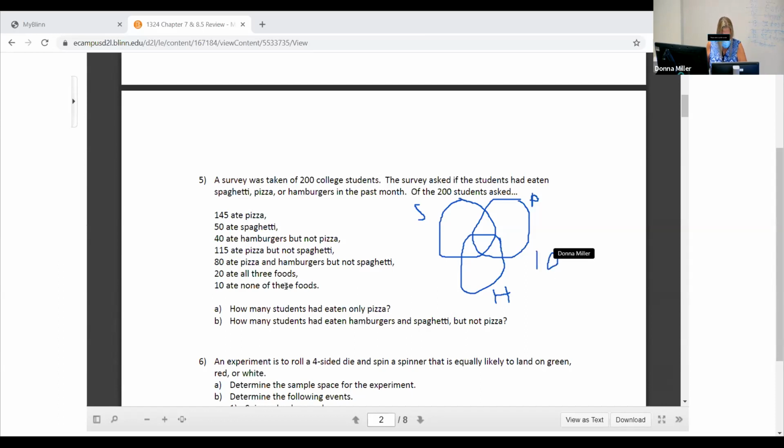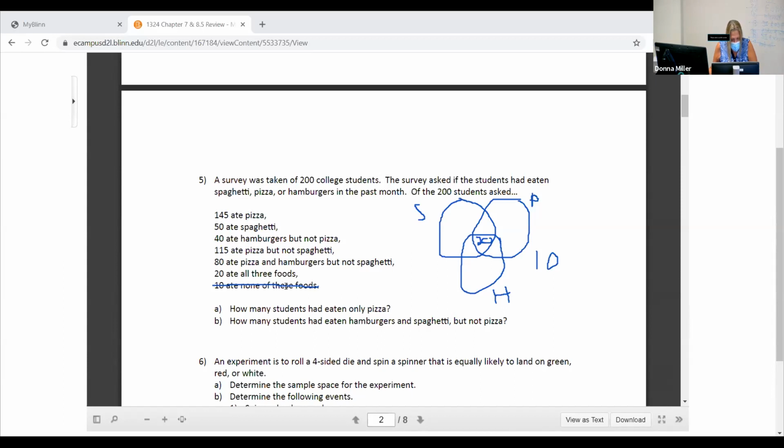Okay, this took care of that one. All right, it says 28 all three. So that's the overlap in the middle. So the 20 should go right here. All right, so you guys put 20 here. That's 28 all three. Okay, that's done.